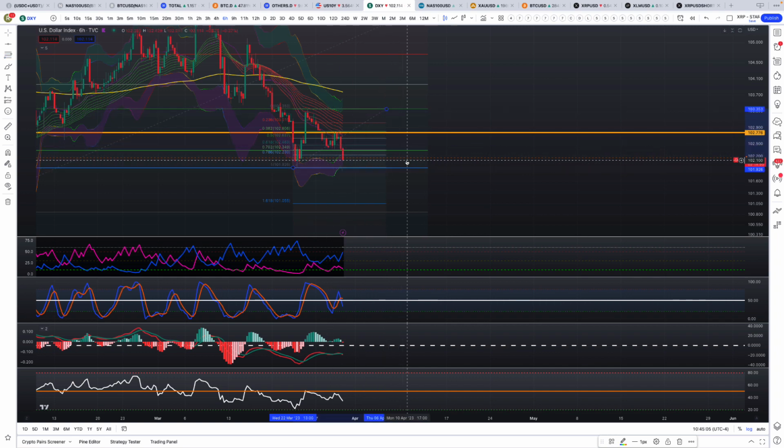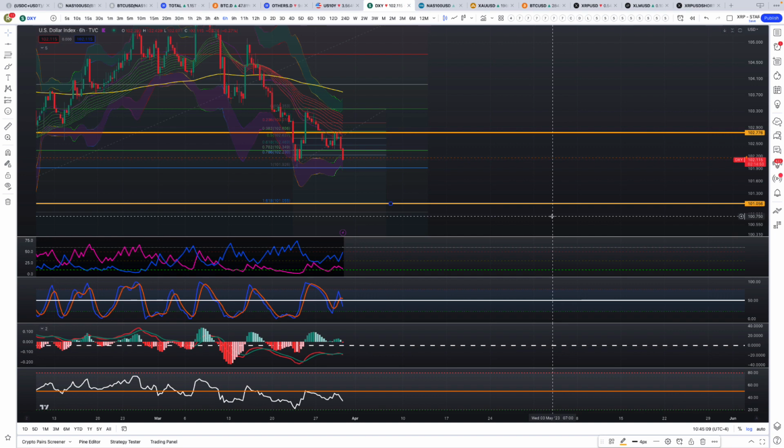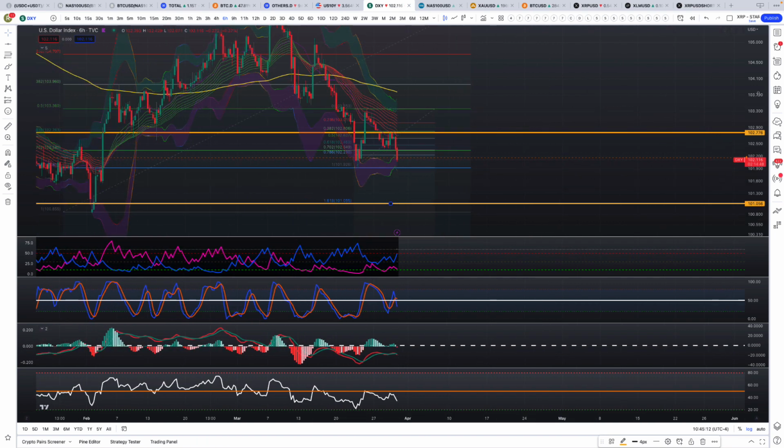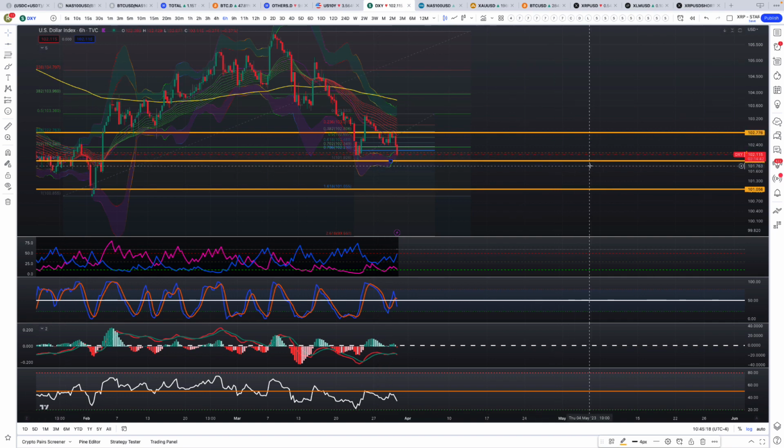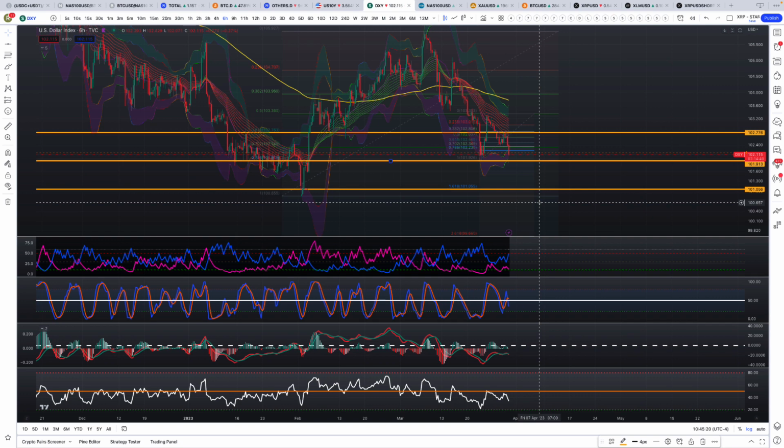And we broke the 786 here. So we should theoretically come down to the 101.055, but the macro move takes precedence over the micro move. So we still have this level right here that we need to break through for us to be able to continue lower for the dollar.